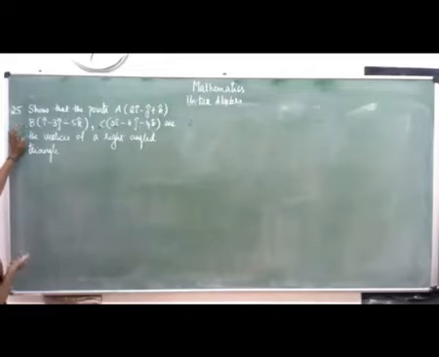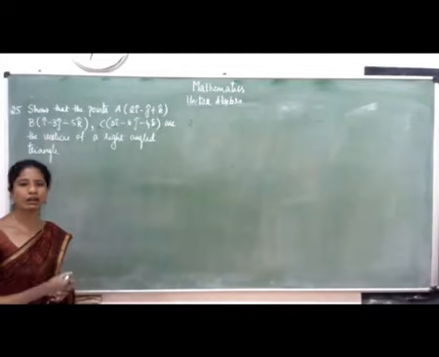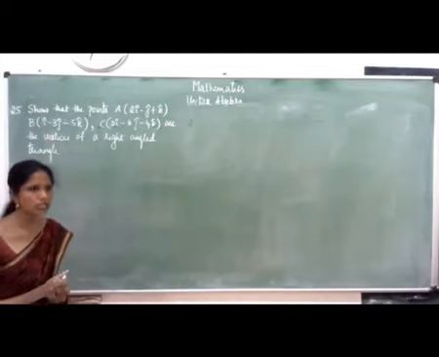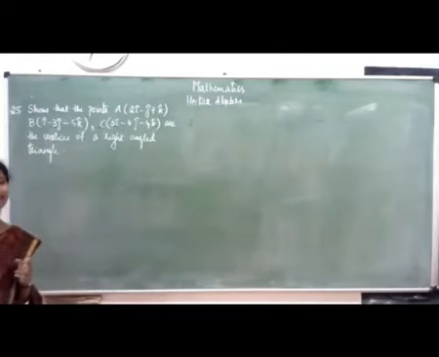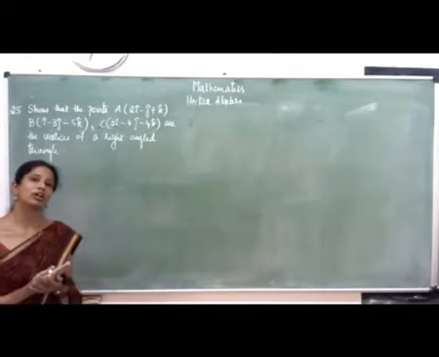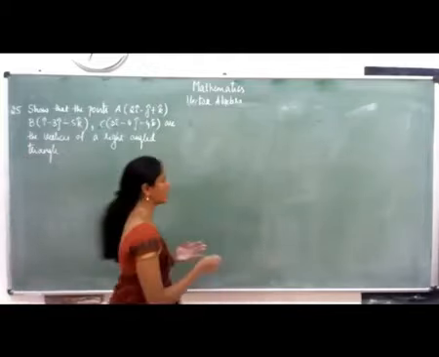C with the coordinates 3, minus 4 and minus 4 are the vertices of a right angle triangle. We need to prove these 3 are the vertices of a right angle triangle. So in order to prove that, here we will be using Pythagoras theorem. That is, the hypotenuse square is equal to the sum of the squares of the other 2 sides. So in order to find the hypotenuse, we need length. Length is nothing but a magnitude. So we need to find the magnitude of the sides of the triangle.